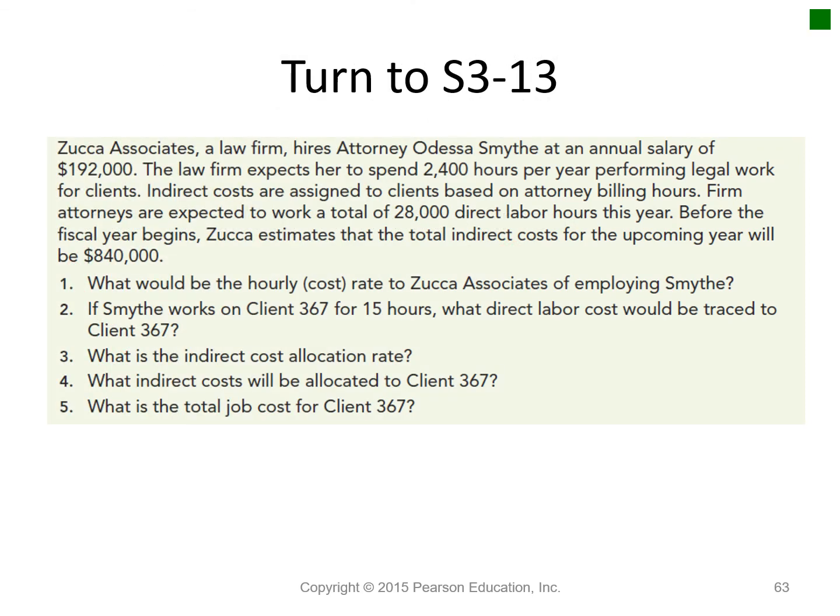All right, so take a look at this example. It says Zuka Associates, which is a law firm, hires an attorney at a salary of $192,000. The law firm expects her to spend 2,400 hours per year performing legal work. Indirect costs are assigned to clients based on the billing hours, so that's going to be our base. Firm attorneys are expected to work a total of 28,000 direct labor hours this year, so there's your base right there.